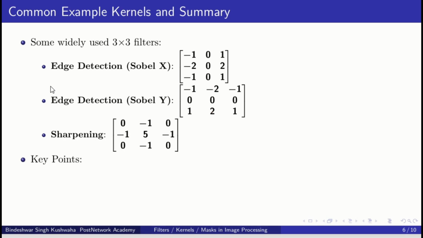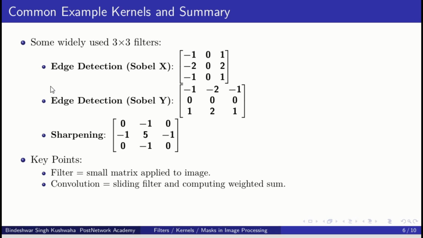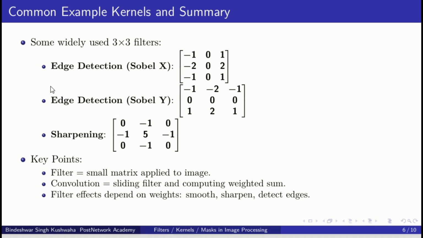Sharpening. Let us understand some key points. Filter: a small matrix applied to an image. Convolution: sliding the filter and computing a weighted sum. And filter effects depend on weights. It may smooth, sharpen, detect edges or extract features. We will see that in the next video.